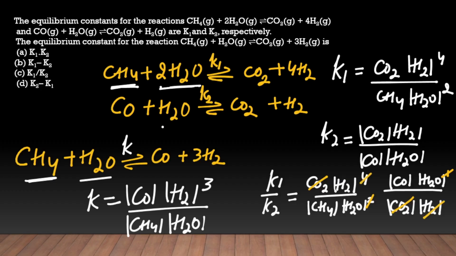This hydrogen 1 and 4, out of 4 1 will get cancelled out, so ultimately you will reach this answer only, which will be the CO into the hydrogen raised to the power of 3 upon methane into the water, raised to the power of 1 only. So that means this K expression for the final equation we have obtained by taking the ratios of the rate constants K1 and K2. So the correct answer will be option C in this case. Okay, moving on to our next one.